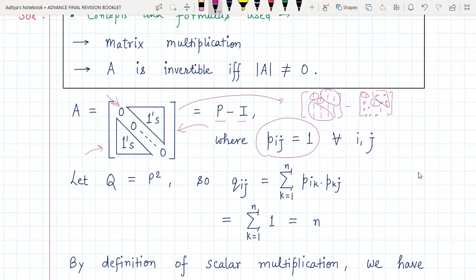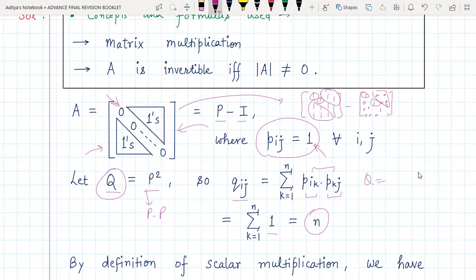Now what we are saying is that let Q be equal to the square of the matrix P. So it is very obvious to us that by definition of matrix multiplication, Qij would be equal to, because you can write it as P into P, right? So it would become the sum of Pik into Pkj, and both of them are actually equal to 1, because all the elements of matrix P are 1. So 1 into 1 is 1, and the summation would come out to be n. So all the elements in the matrix Q are actually equal to n.